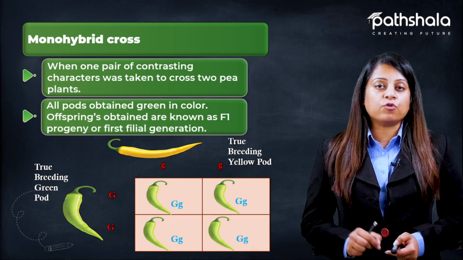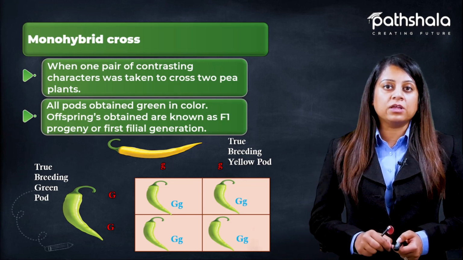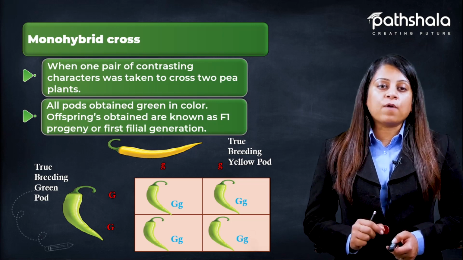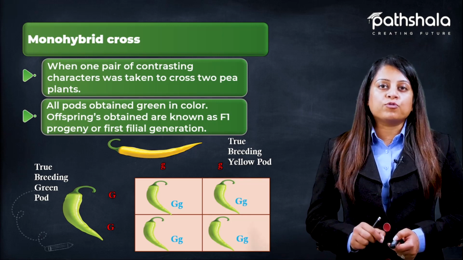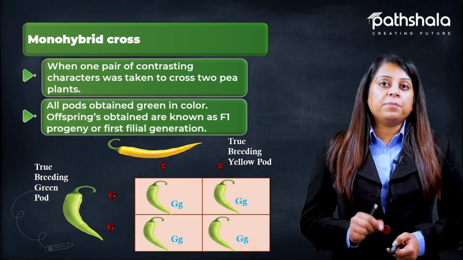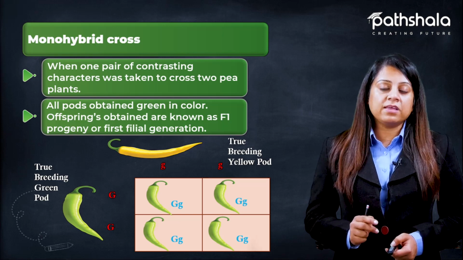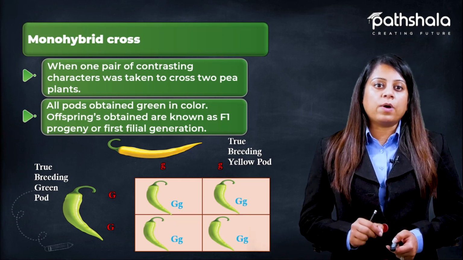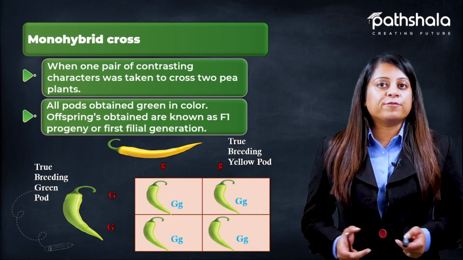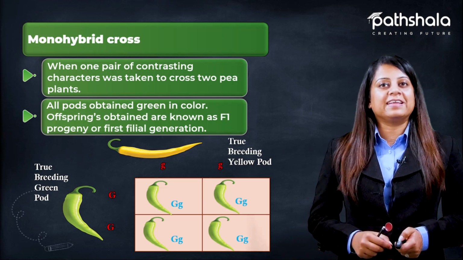was received, that is also known as F1 progeny, उसमें क्या देखा गया कि जितनी भी F1 progeny के जो भी offsprings हैं, the all pods were obtained green in color, and the contrasting feature that he picked up here is color. You can see in the diagram that he picked up one green pod and one yellow pod, and F1 progeny में जो भी offsprings आए, they all showed green color.